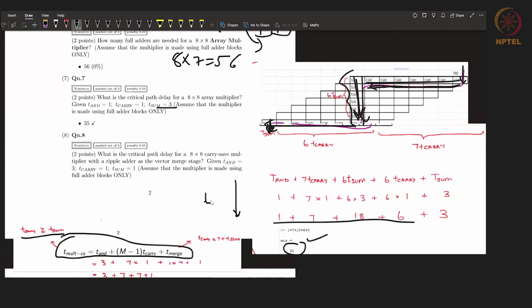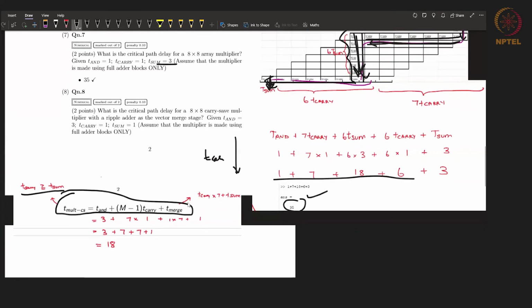In this case it will be the T carry which is propagating down. So T and plus m minus 1 T carry plus T merge. Right? The T merge is nothing but T carry plus 7 times T sum. T merge is nothing but the final ripple adder that is going through. So in this particular example, T carry and T sum both are one, so it doesn't matter.